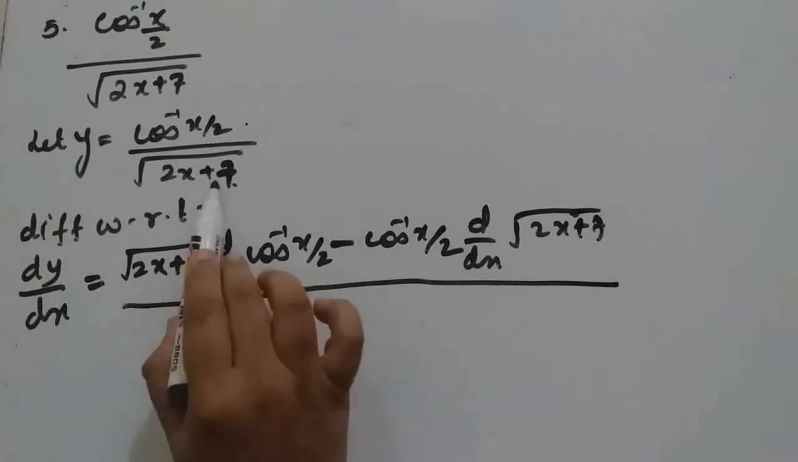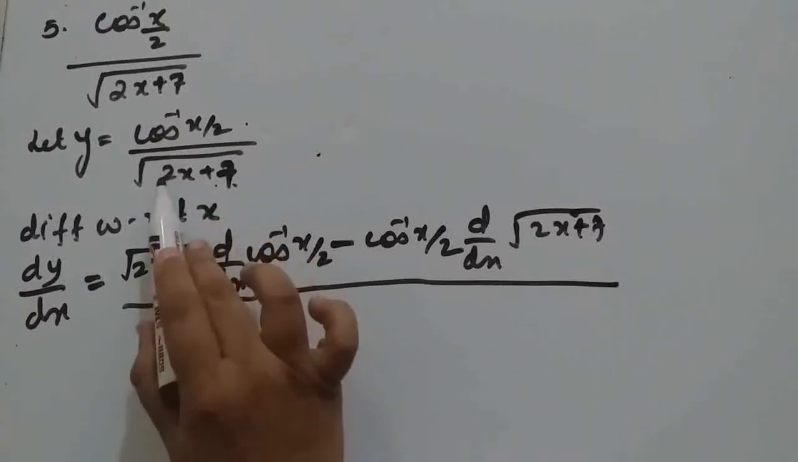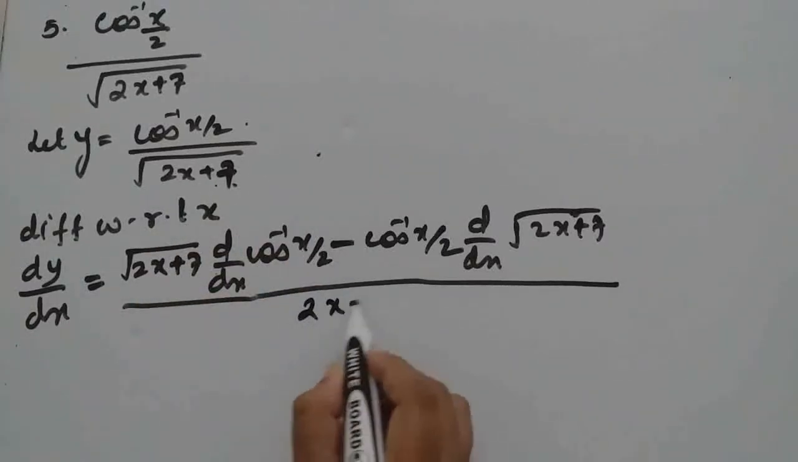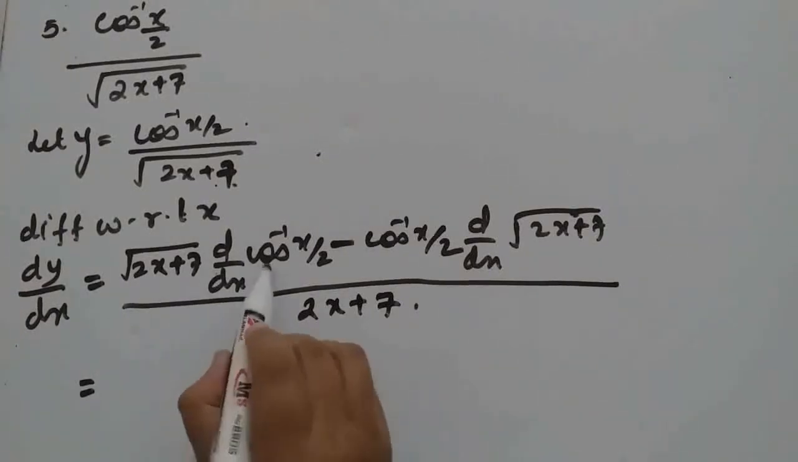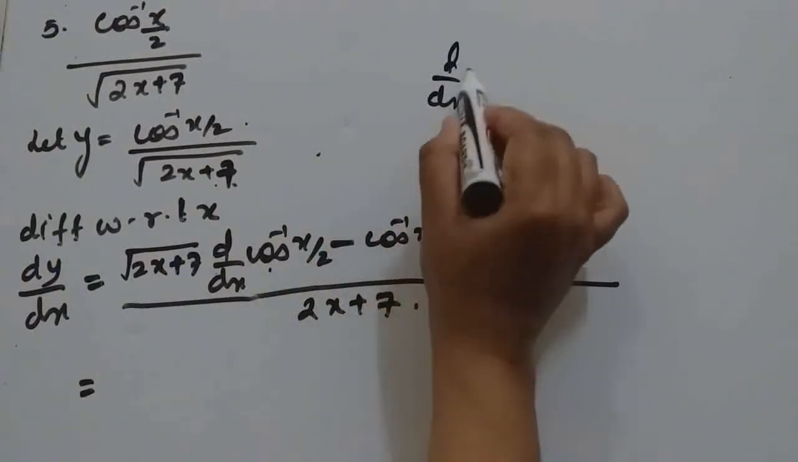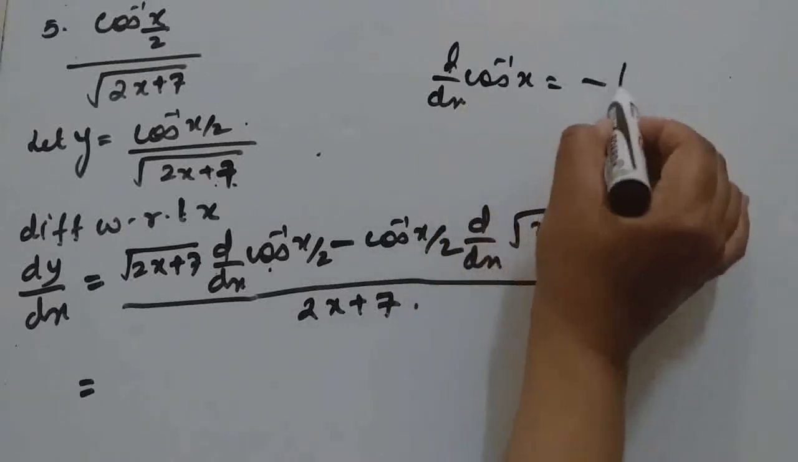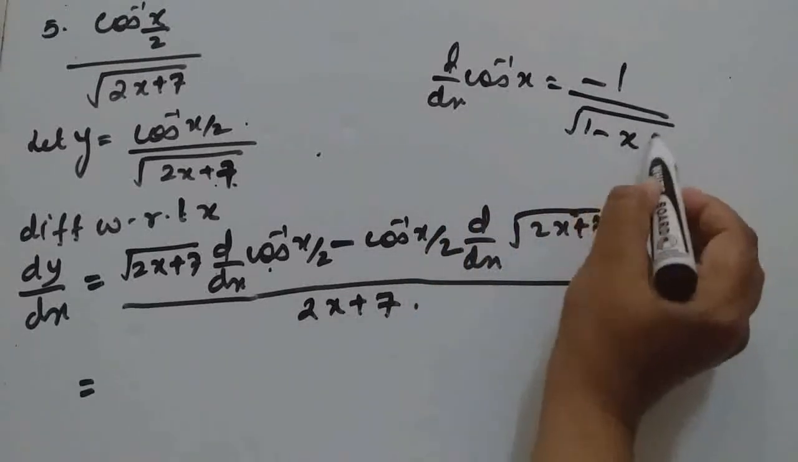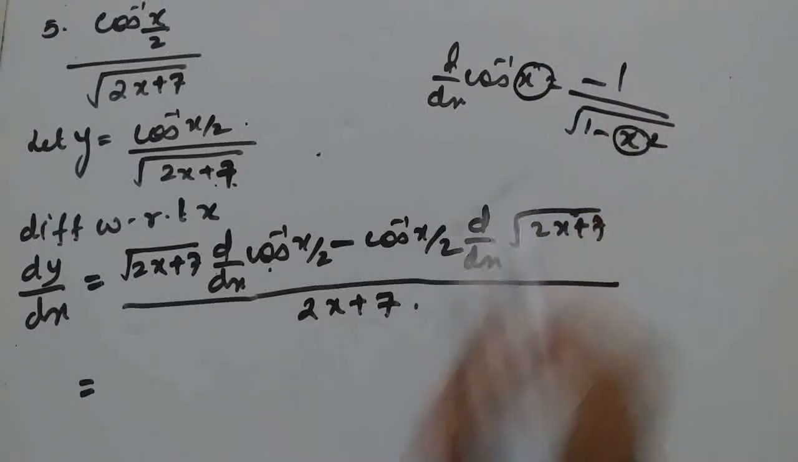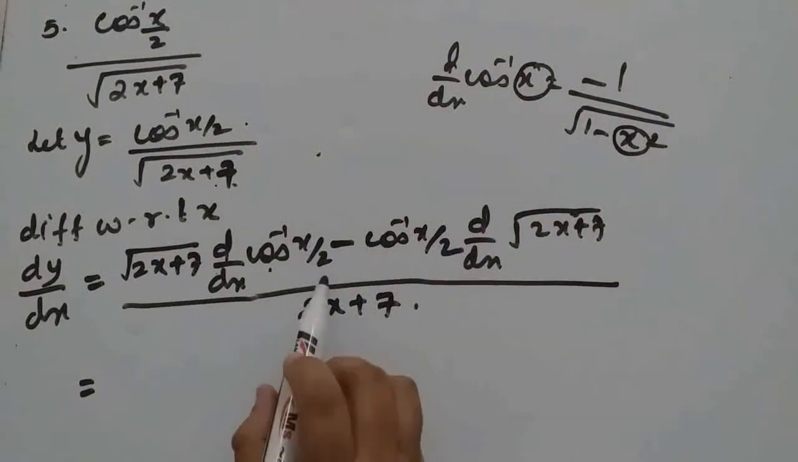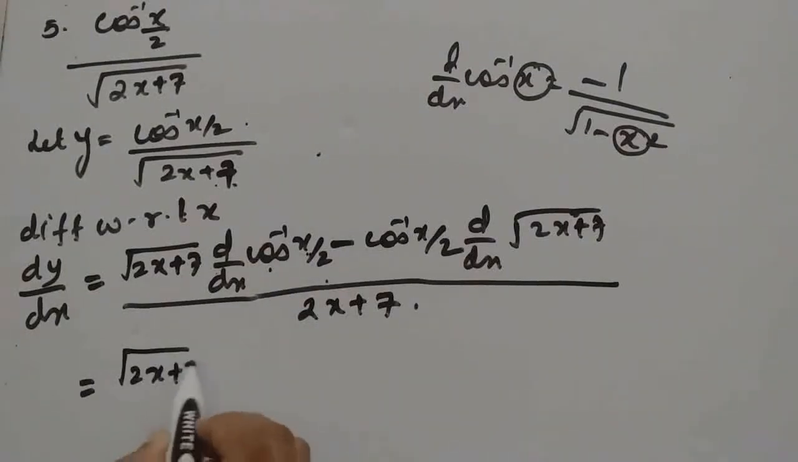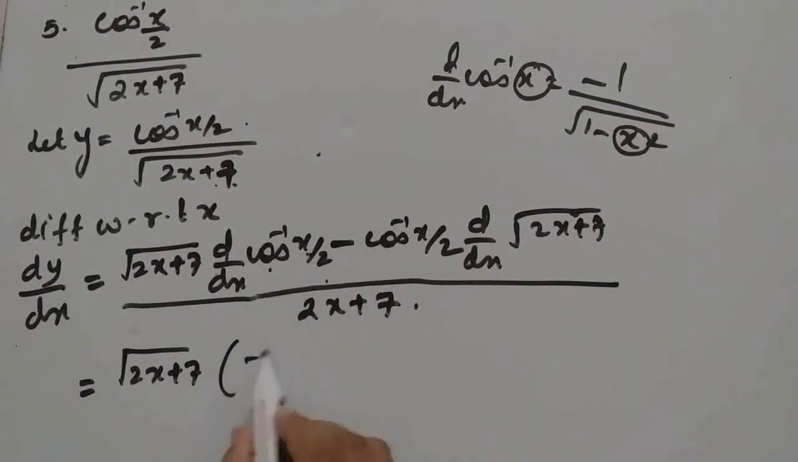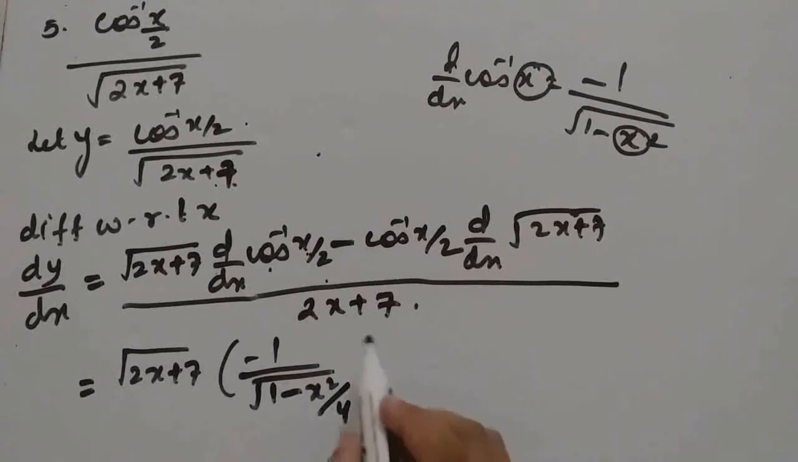minus numerator same, derivative of the denominator, divided by denominator square. So in the denominator the root term is there, so root and square will go, and only 2x plus 7 will remain here. Now see, the derivative of cos inverse x we know. The derivative of cos inverse x is what? Minus 1 by root 1 minus x square, angle square. So we have x by 2 here, so the square of this angle will come. So the derivative is minus 1 by root 1 minus the square of x by 2, which is x square by 4.